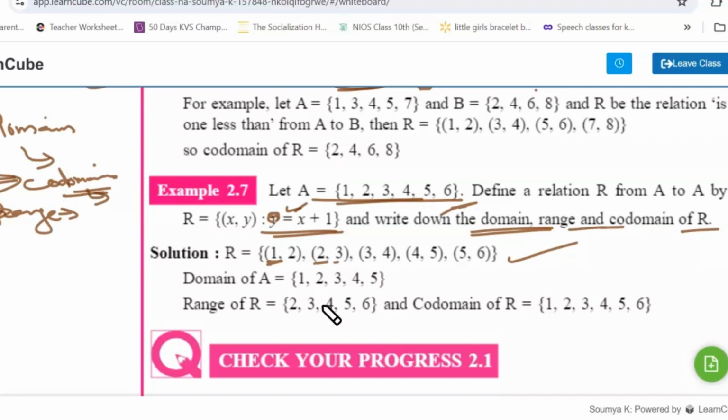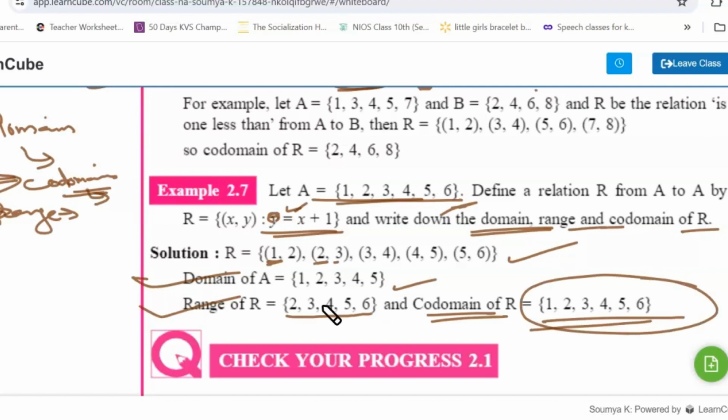So the domain will be 1, 2, 3, 4 and 5, taken from these ordered pairs. Range will be 2, 3, 4, 5 and 6. So this is the domain and range that we have already learned. Now codomain is all the possible values which are there. So you have to write all that are available, that is 1, 2, 3, 4, 5 and 6. This is the codomain. It is all the possibilities. Okay, this is what the codomain of a relation is.